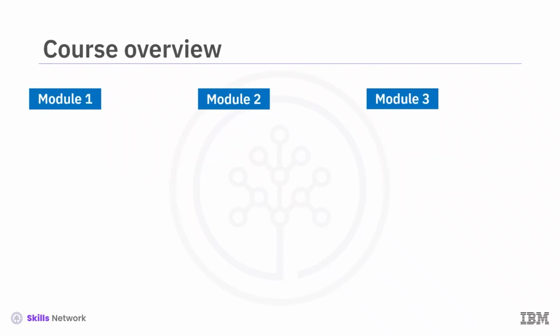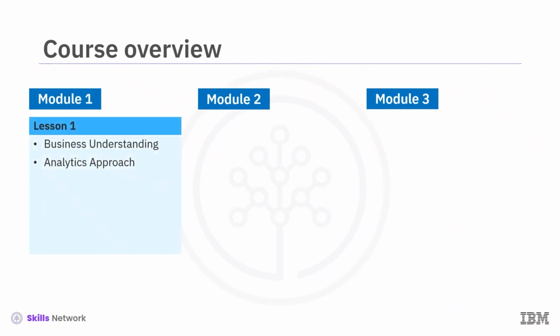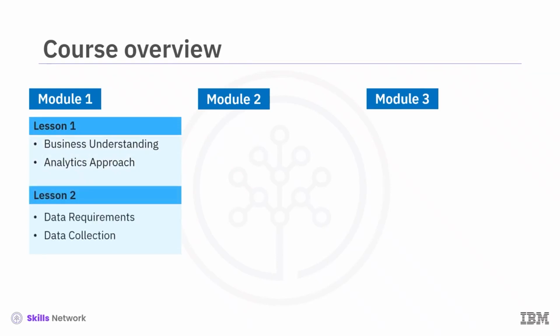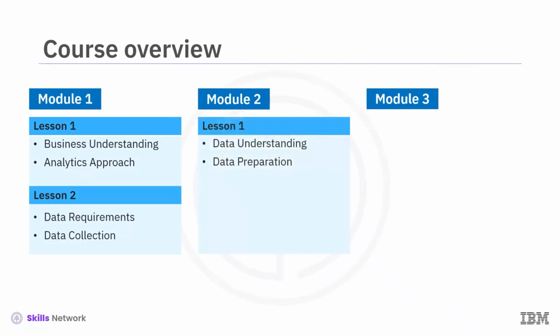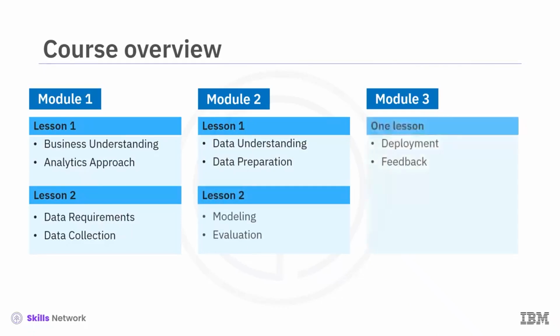Let's take a more detailed view of the course content. In each lesson within each module, you'll explore two foundational data science methodology stages. In Module 1, Lesson 1, you'll explore the stages business understanding and analytics approach. In Module 1, Lesson 2, you'll discover data scientists' work during the data requirements and data collection stages. In Module 2, Lesson 1, you'll examine the work that happens during the data understanding and data preparation stages. Next, in Module 2, Lesson 2, you'll study the modeling and evaluation stages. And finally, in Module 3, you'll focus on the deployment and feedback stages.